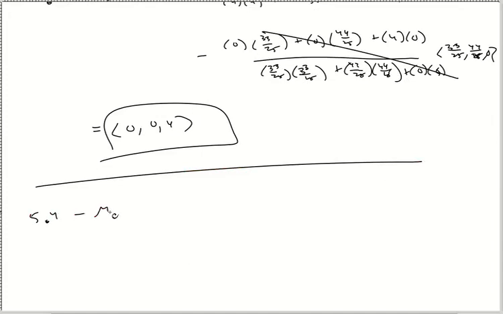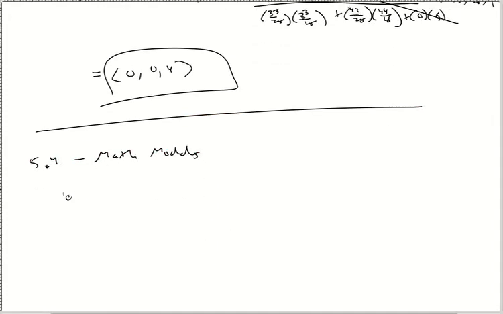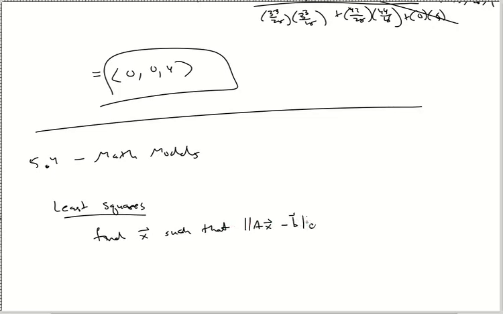5.4, math models and least squares. I'm just going to start with math models. There's a least squares thing, but it's very small. When they talk about least squares, I always think regression, and that's kind of what's going on here. They're wanting to find an x such that, you could say, the magnitude or the distance here squared is minimized.